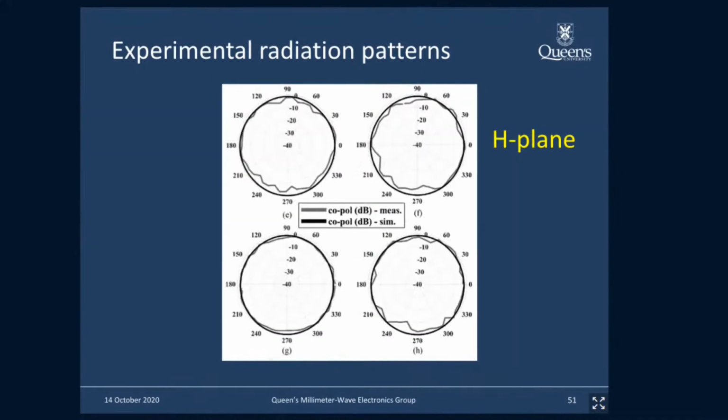And then here is the H plane. It is pretty much omnidirectional. There are some small differences between the measured and the simulated, but you see that the H plane, the magnetic field here, is really pretty uniform around the full sweep, so it is omnidirectional.